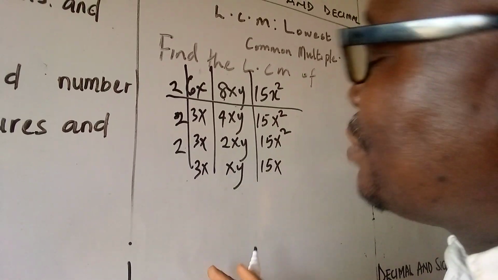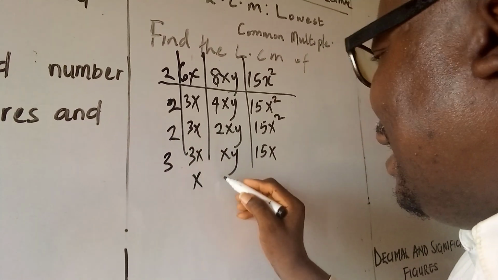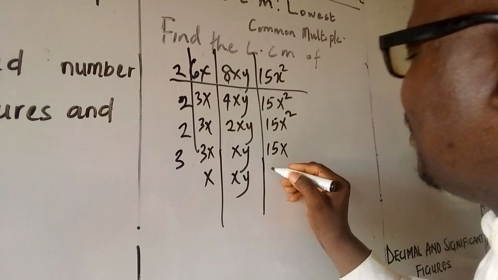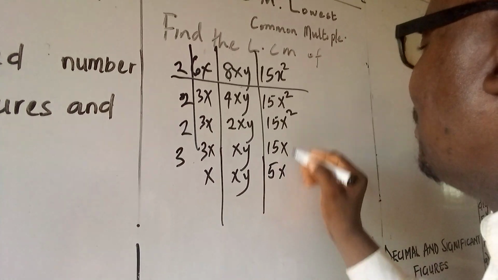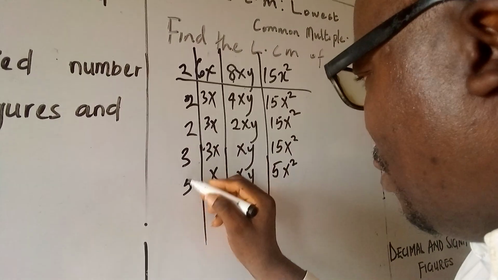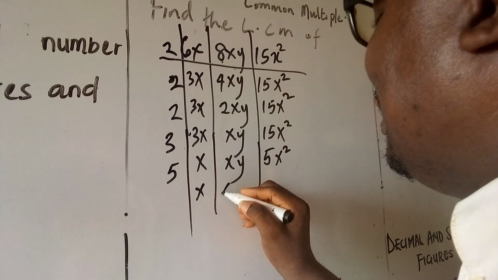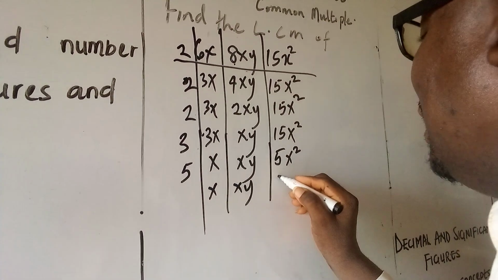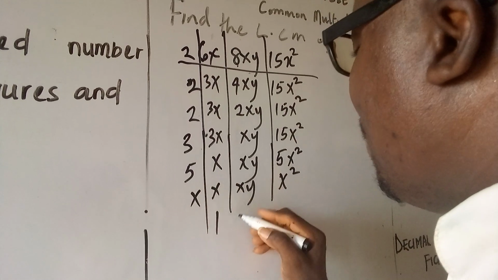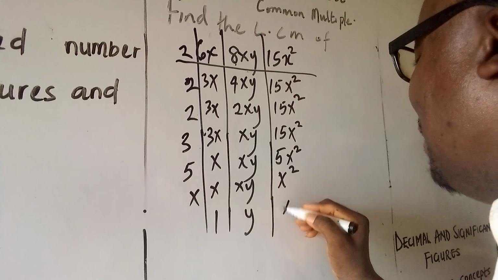Okay, so what else can go? 3 can go. 3 will go, it will remain x, this will remain xy. And here, 3 will go, it will remain 5x squared. So what else can go? 5 can still go. Let me finish all the numerals first. Then this one will give me x squared. x is common here, x will go here, 1. x divided by xy will remain y. x divided by x squared will remain x.